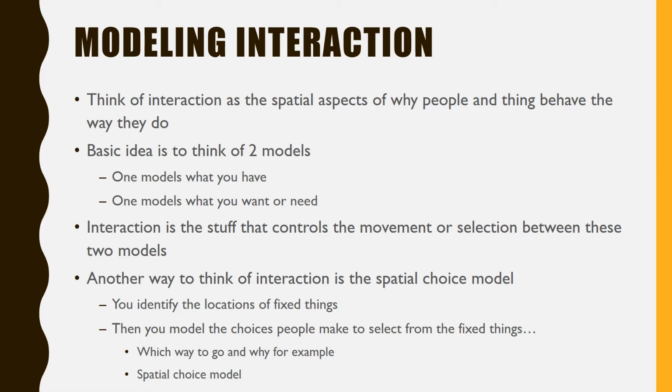So when you're thinking about it, there's a basic idea to think of two types of models. One is to model what you have, and one is to model what you want or what you need. And the interaction is the stuff that controls the movement or selection between these two models. Another way to think of interaction is a spatial choice model. You identify locations of fixed things, and you model the choices people make to select from the fixed things, like which way to go. For example, that's a spatial choice model.